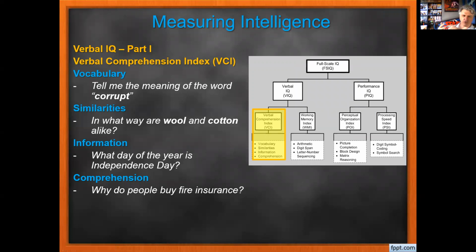First off, verbal comprehension measures things like vocabulary. Tell me the word corrupt. Similarities, how is this like that, and how are they different? How is wool the same as cotton? They kind of feel the same, can make similar clothing, but there's two different sources, one's from sheep and one's grown. Information, what day of the year is Independence Day, and also comprehension. Why do people buy fire insurance?